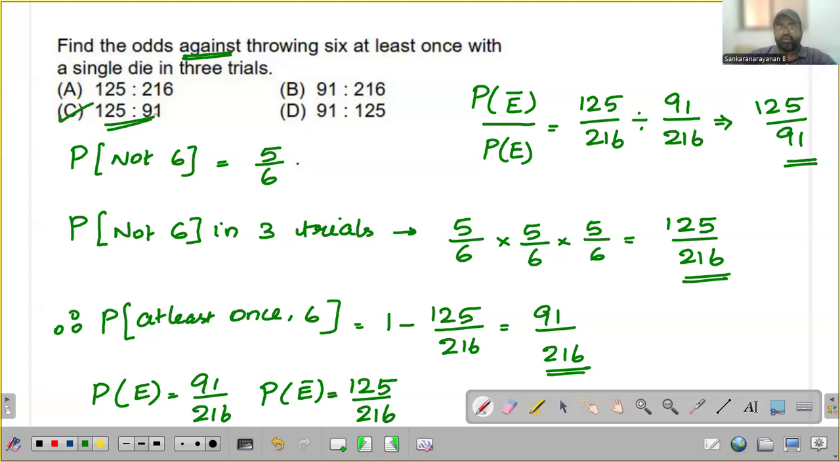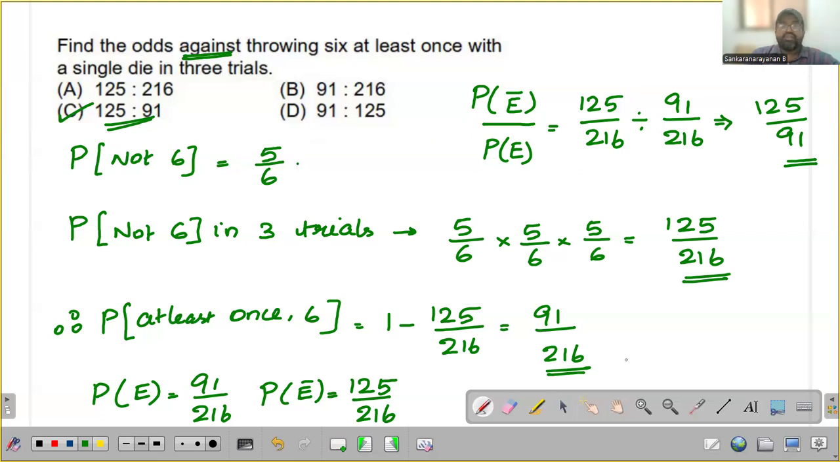Okay, so please make a note of this. I should say they have played with the words very well in this question. They have said odds against. Against what? Throwing the 6 at least once with a single die. And it is talking in terms of 3 trials. Okay, so this is a very critical and interesting question. Take care of it properly. The final answer will be coming as 125 upon 91, option C. That is going to be our answer. Okay, so that brings conclusion to the 8th question in this lecture.